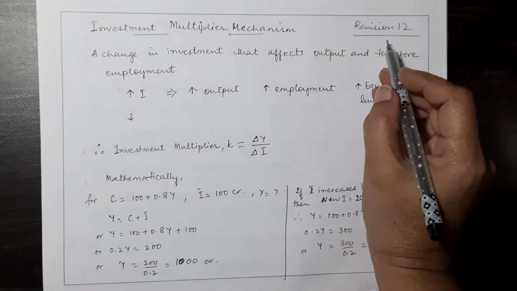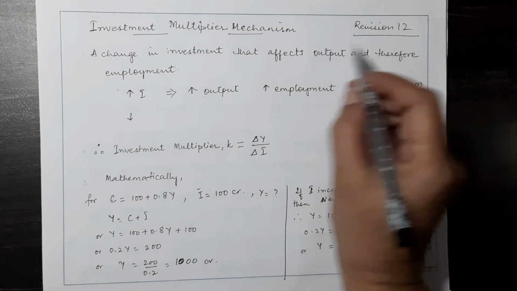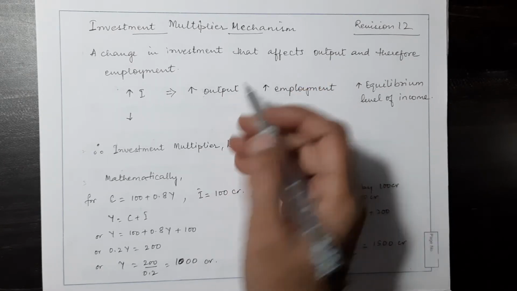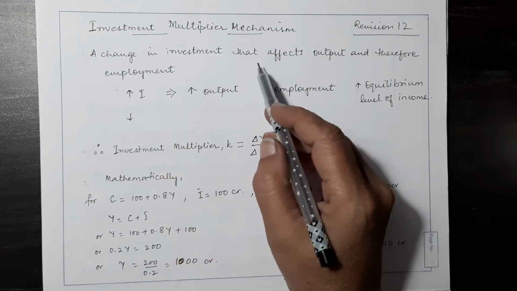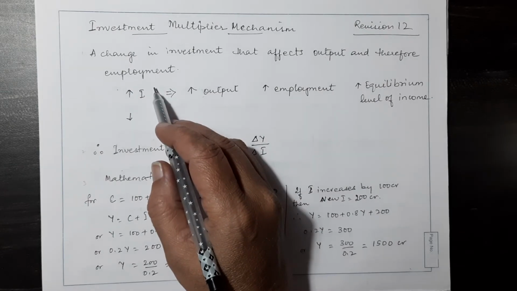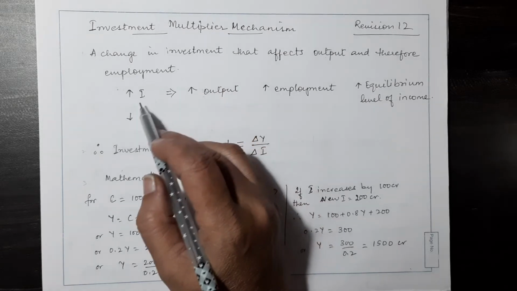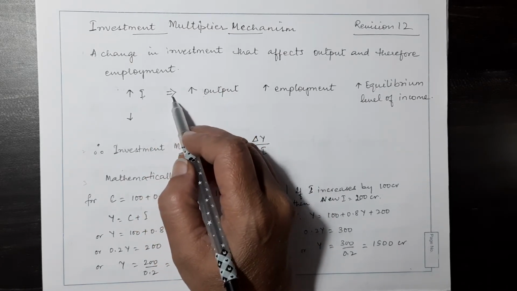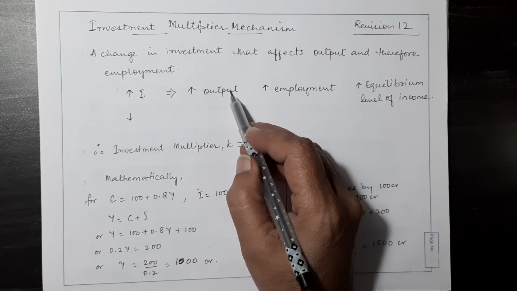In our next episode, revision 12, let us revise the investment multiplier mechanism. What do we learn here? We learn that a change in investment affects the output and therefore employment. What does this mean? This means that if there is an increase in the investment, it would imply that there would be an increase in the output.